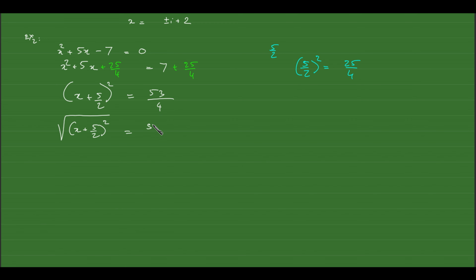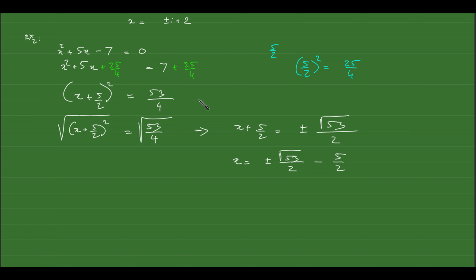Okay, 53 over 4. When you take the square root of both sides, you can throw away the radical. This gives you plus or minus the square root of 53 over the square root of 4, which is 2. So your answer will be plus or minus square root of 53 over 2, minus 5 over 2. So that's your final answer, one plus and one minus.